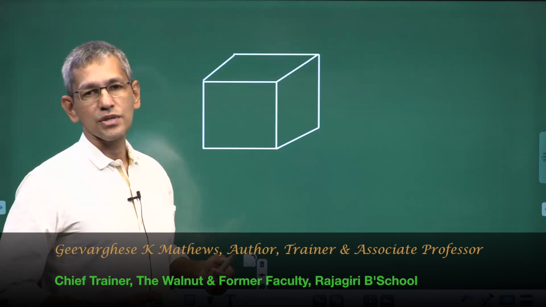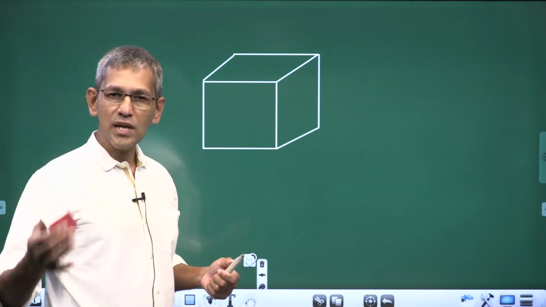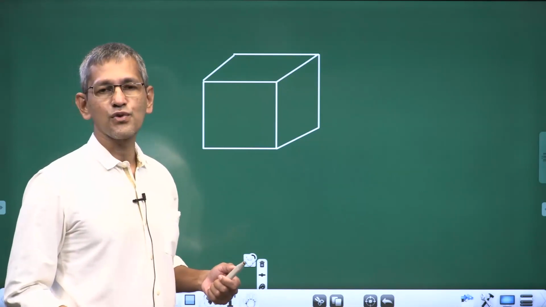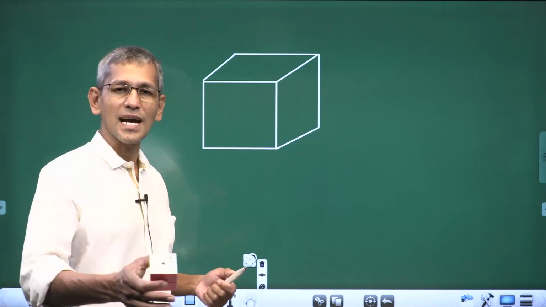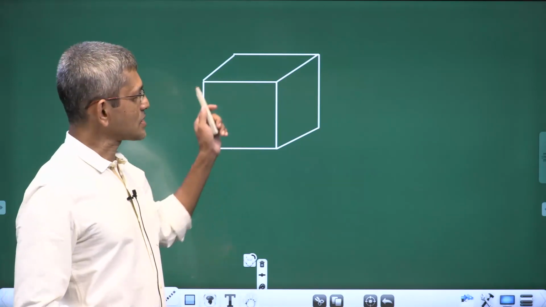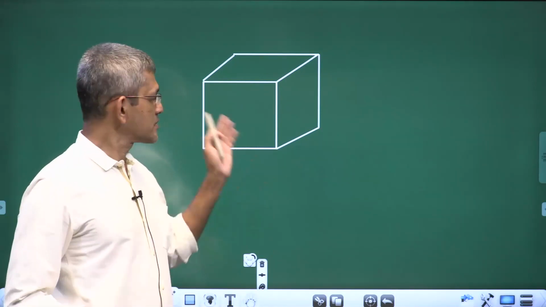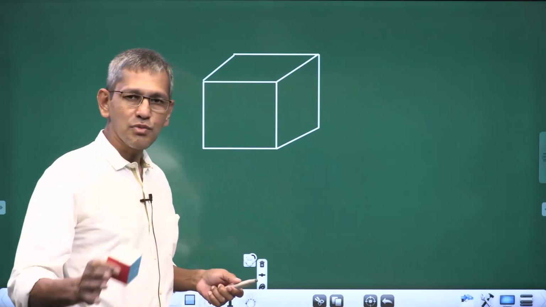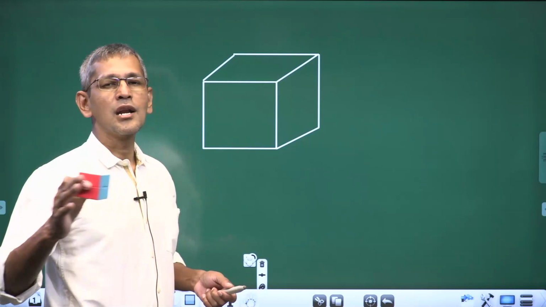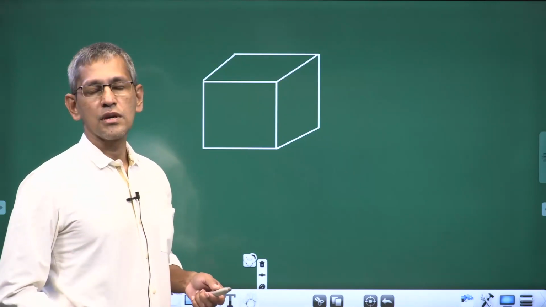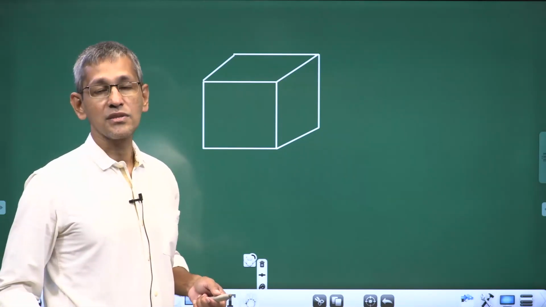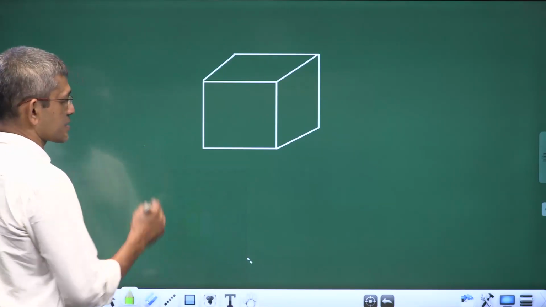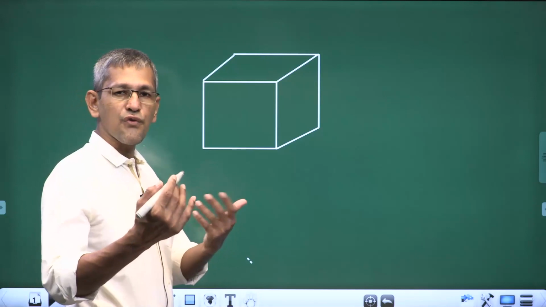So what type of questions come from dice, and what is dice? First we deal with the dice, then we'll go for cubes. A dice is a 3-dimensional object, exactly what you see right here. The difference between dice and cube is that the cube is unmarked. The faces of a cube are not marked, but the faces of a dice are marked. For example, sometimes the faces are marked as 1, 2, 3, 4, 5, 6.